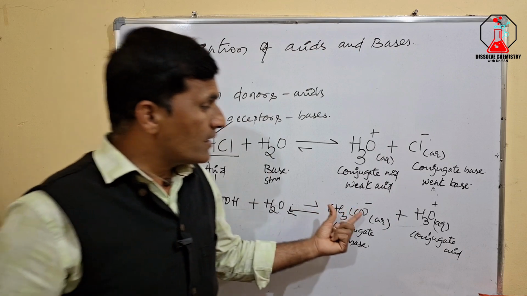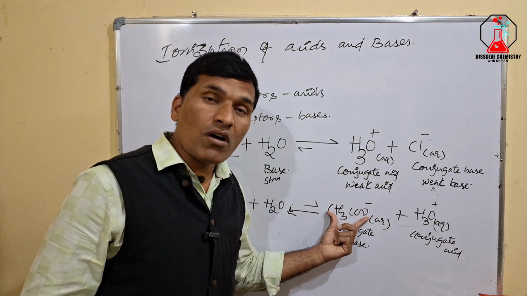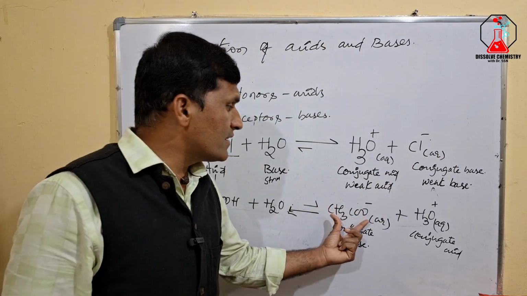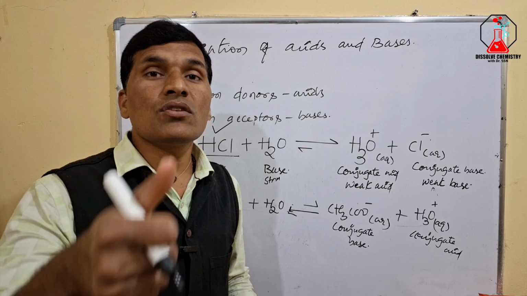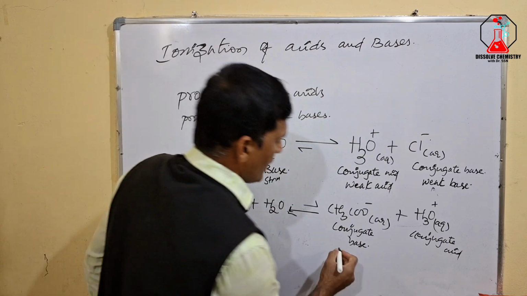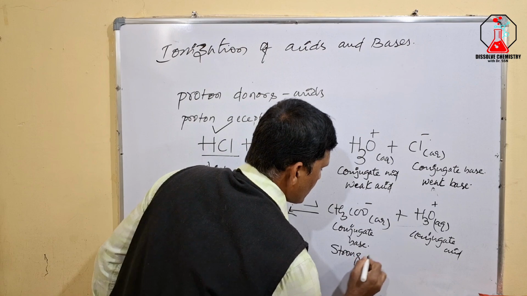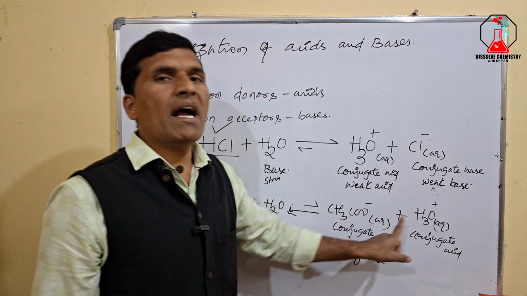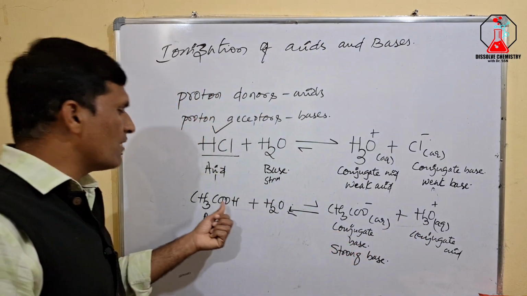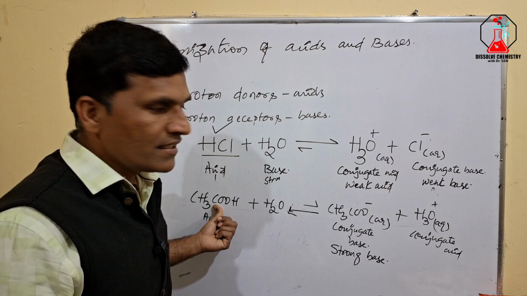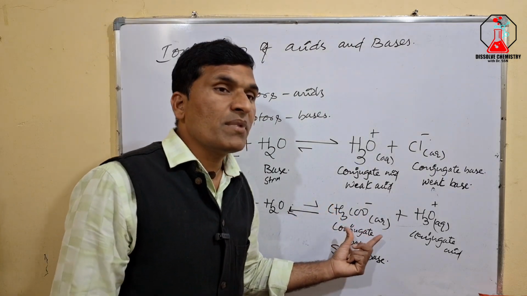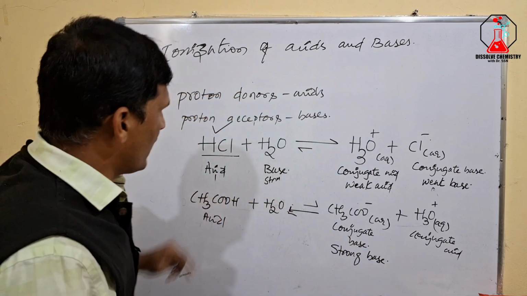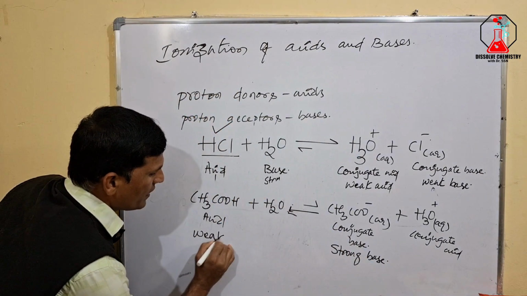The only thing is that the acetate ion which is formed after donation of the proton, after dissociation or ionization, is a strong base. So it makes this H3O⁺ give back the H⁺ ion, and it will recombine to give acetic acid. So if the conjugate base is strong enough to accept the proton back, then your acid will be said to be weak.